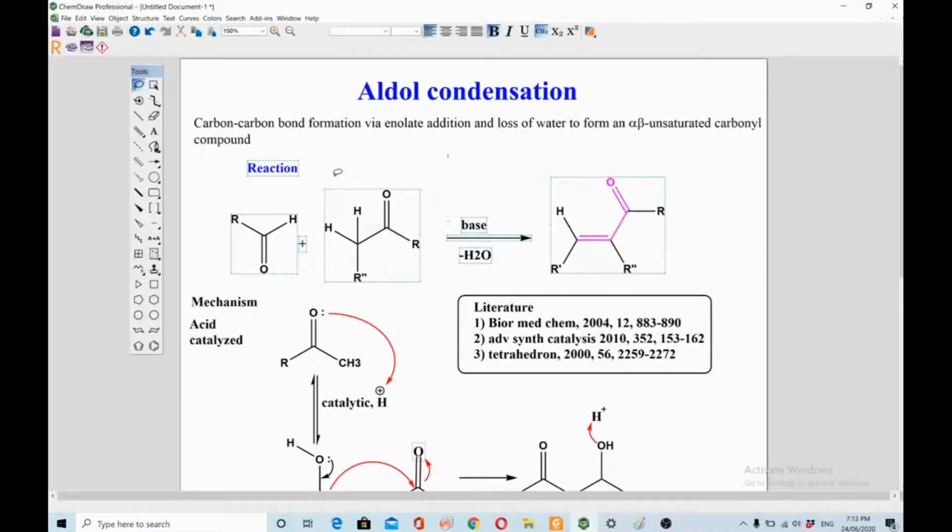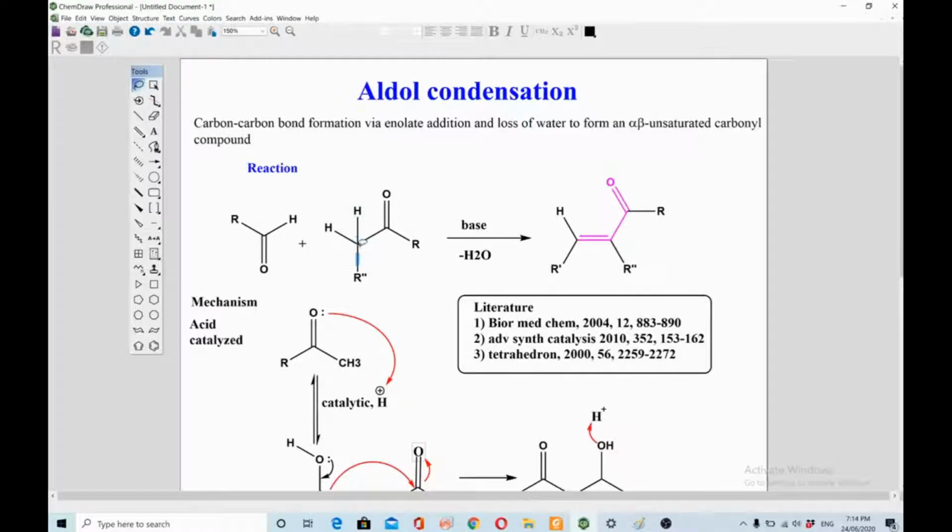So the reactants for this reaction should be an aldehyde and a ketone. This is the aldehyde and this one is the ketone, or it could be both ketones or both aldehydes, it doesn't matter. One carbonyl carbon serves as an electrophilic center and the other carbonyl's alpha carbon serves as a nucleophilic center. If you look at this ketone molecule, the carbon next to the carbonyl is called the alpha carbon, and the hydrogens attached to this alpha carbon are called alpha hydrogens. So these are alpha hydrogens.